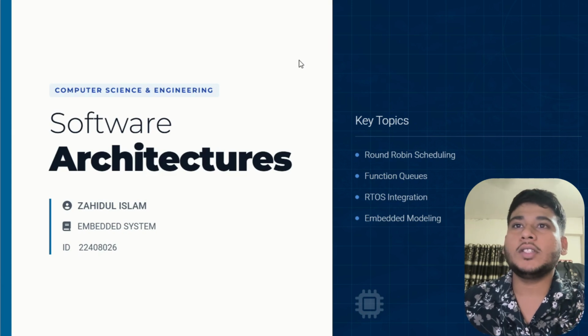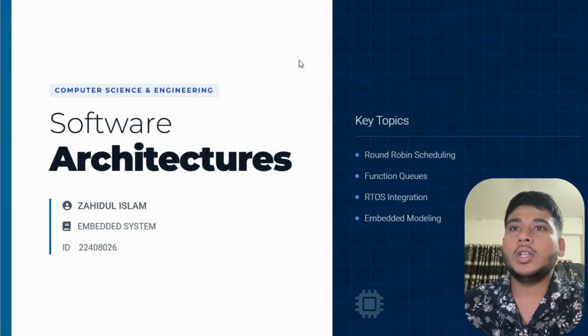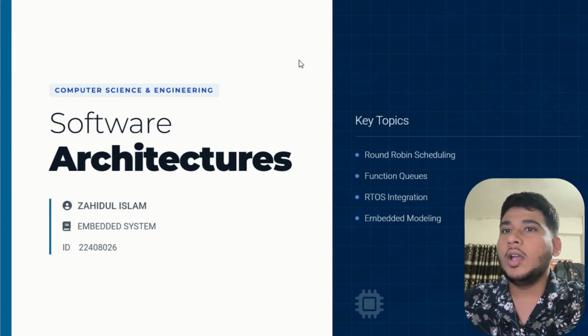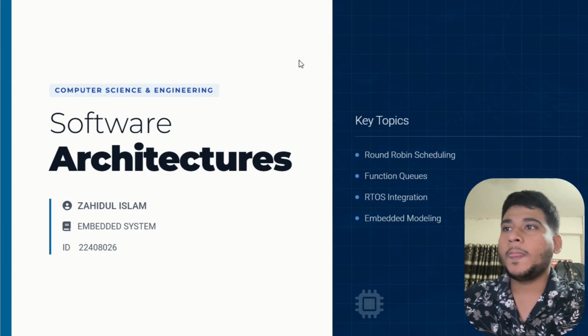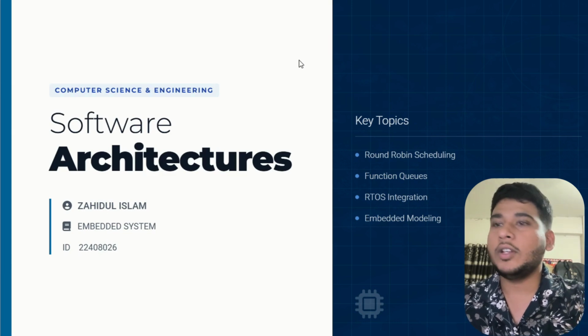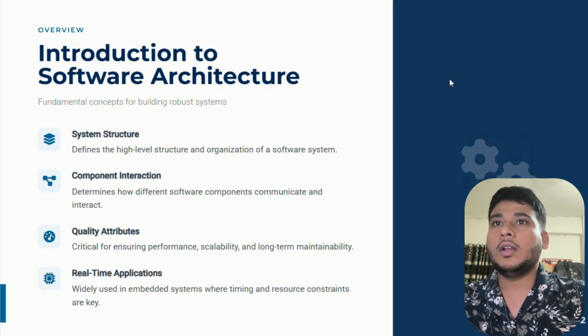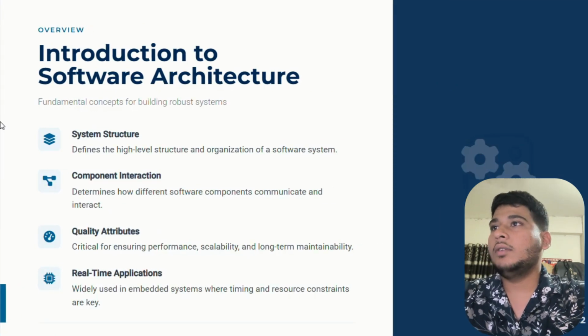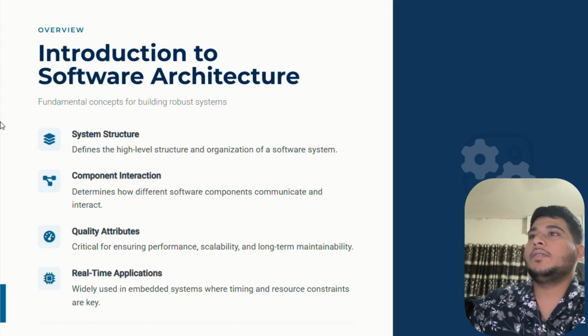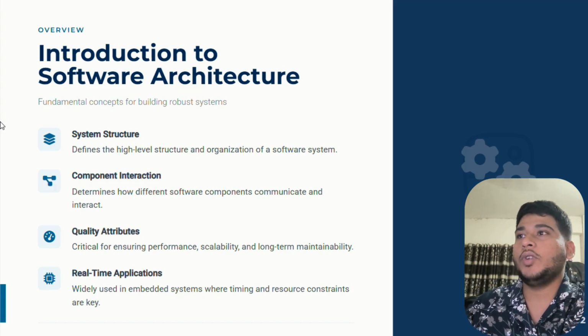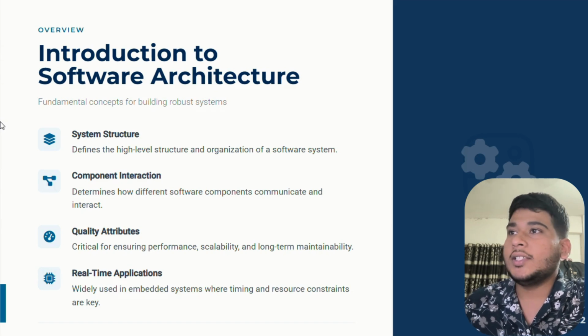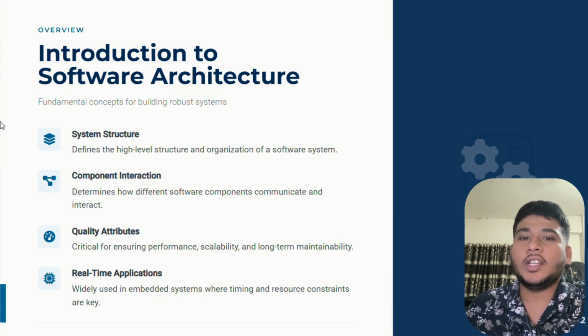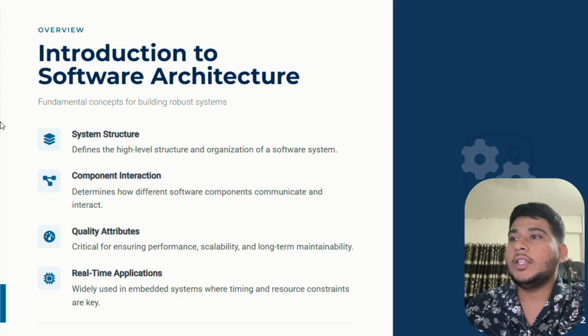Today my topic is software architectures in embedded systems. Today's topics are round robin scheduling, function queues, RTOS integration, and embedded modeling. Let's dive into that. The fundamental concepts for building robust systems are system structure, component interaction, quality attributes, real-time applications, etc.